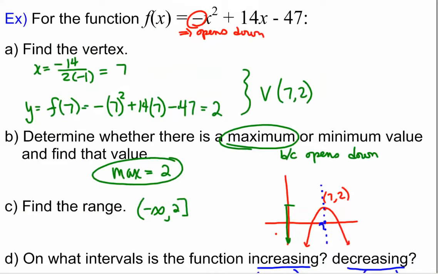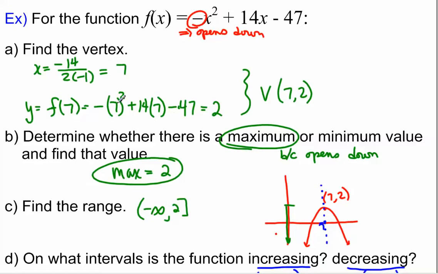Let's take a look at another one like this. If I have a negative x squared plus 14x minus 47, that opens down. Okay, so that means we're going to end up with a maximum on this one instead. Finding the vertex, I'm going to go through the same steps. Minus b, or opposite of b, over 2a. So in this case, I'm going to use a negative 14 over 2 times negative 1, because that's a negative x squared there. That simplifies to a 7. So I take the 7 and I plug it into my function up here, work out my answers.